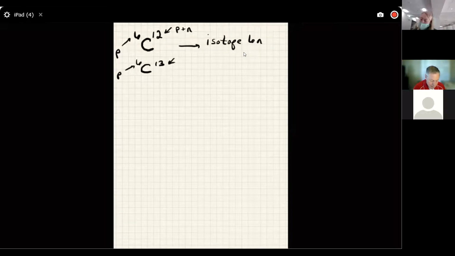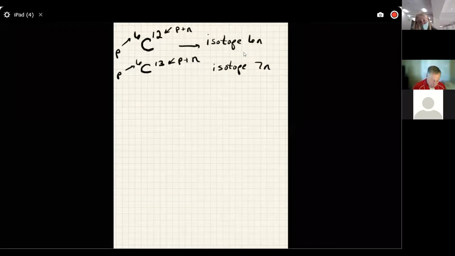But in this case, this isotope has 7 neutrons. And you've probably seen carbon dating and those sorts of things. So a lot of times we're going to use carbon-13 as a tag, as a way to put an isotope into a molecule that we can follow. So we'll talk about that later.